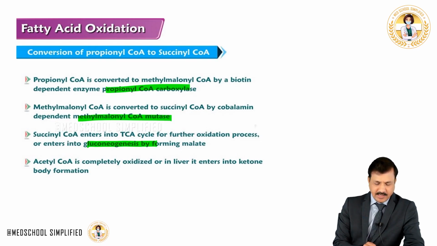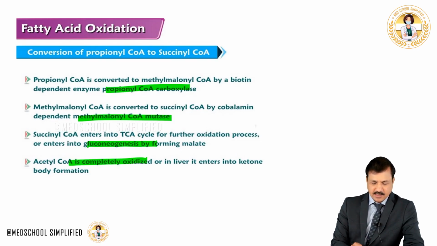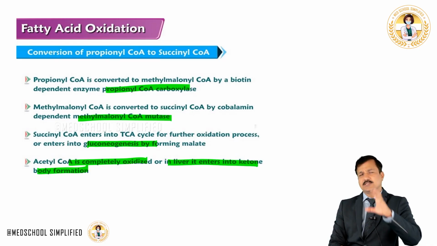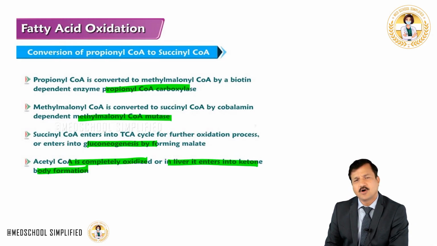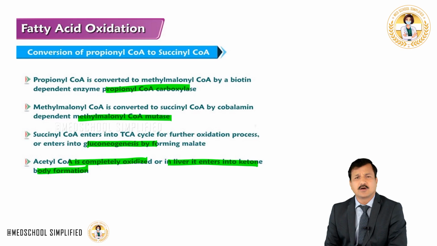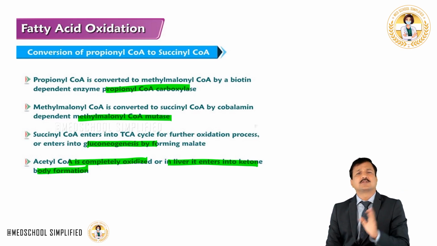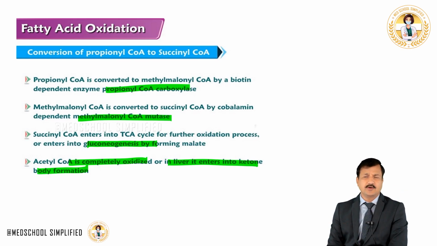And acetyl-CoA is completely oxidized to give energy, or in the liver it enters into ketone body formation. That is the case for the other acetyl-CoAs coming from oxidation of odd number carbon fatty acids. Like the 7 acetyl-CoAs that come, they can go just into the TCA cycle or ketone body formation. Propionyl-CoA can go into oxidation in the TCA cycle or simply enter gluconeogenesis.